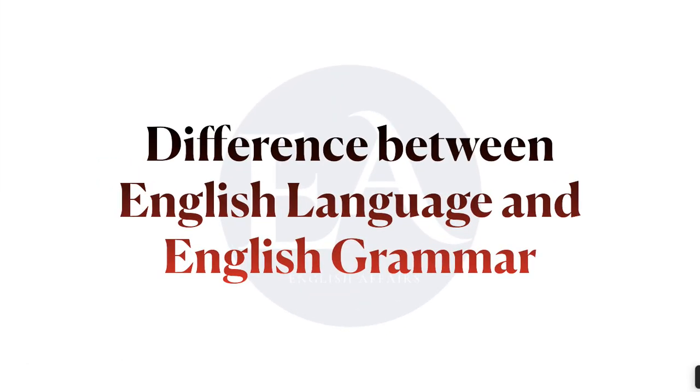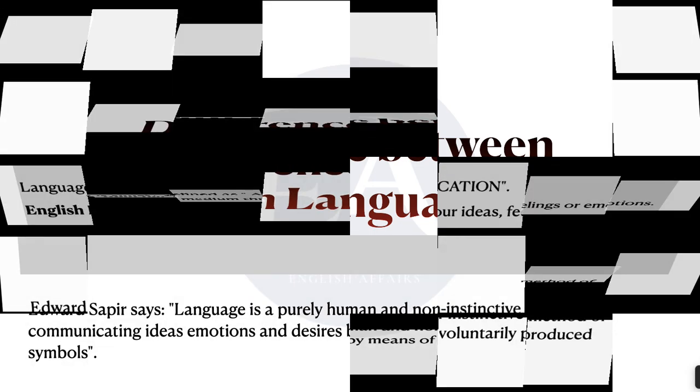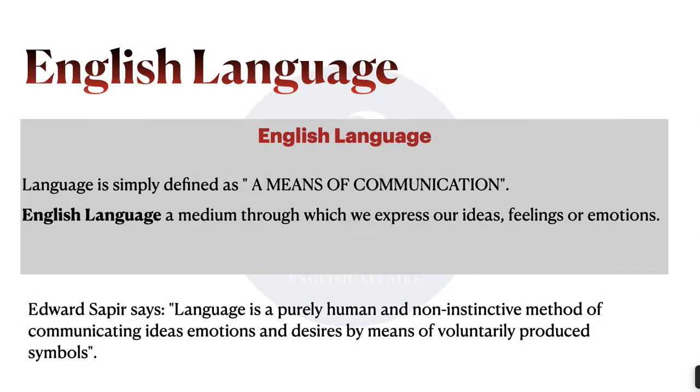Now, the difference between the English language and the English grammar. English language is simply defined as a means of communication, a medium through which we express our ideas, feelings and emotions. Edward Sapir says language is a purely human and non-instinctive method of communicating ideas, emotions and desires by means of voluntarily produced symbols by sound.